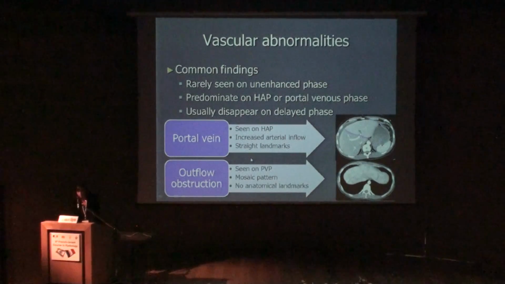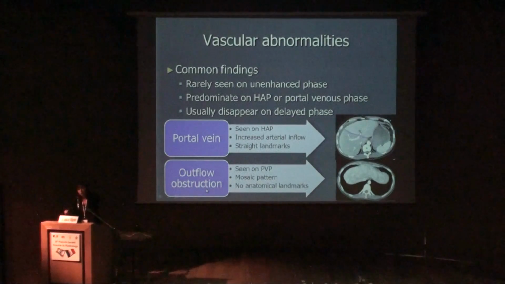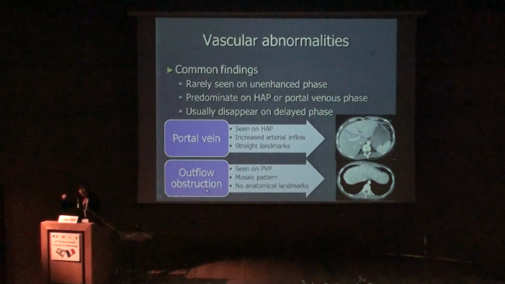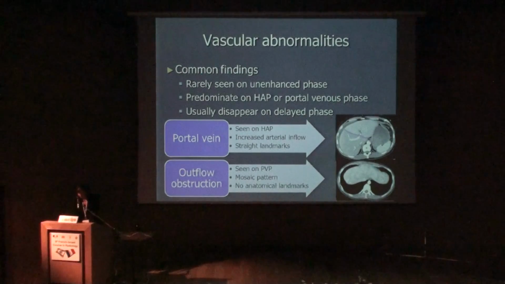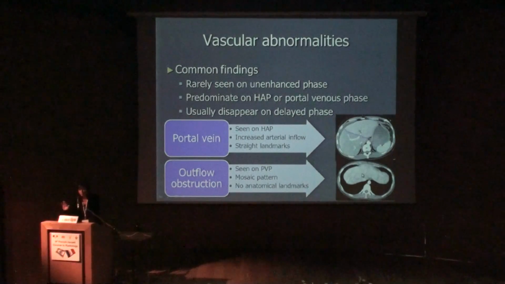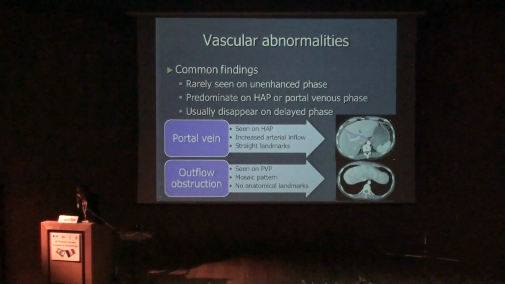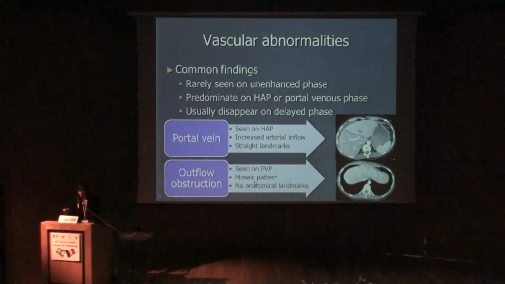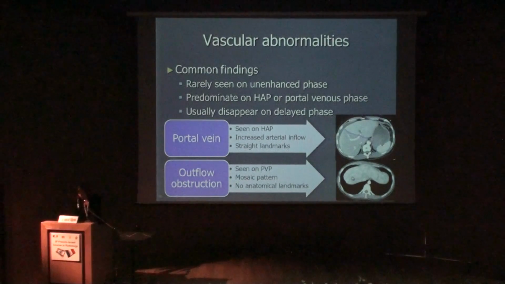Okay. And the second very different cause is related to obstruction of the outflow, starting from the hepatic vein to the IVC and the heart. And here, the vascular abnormalities are mostly seen on portal venous phase and have a very, very different aspect, usually called reticular or mosaic pattern, and no very precise anatomical landmarks.